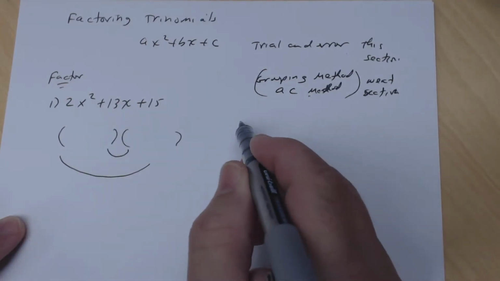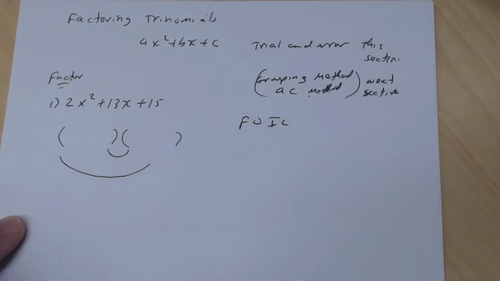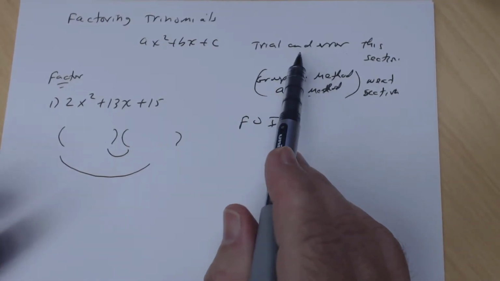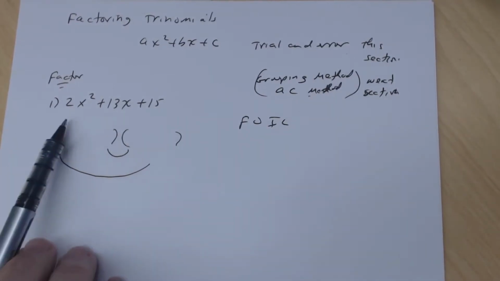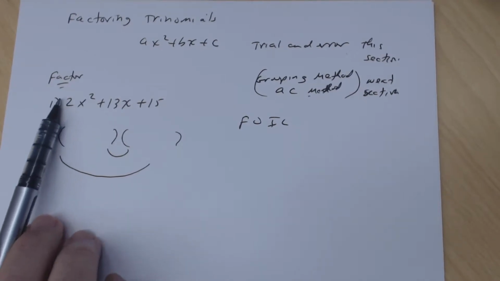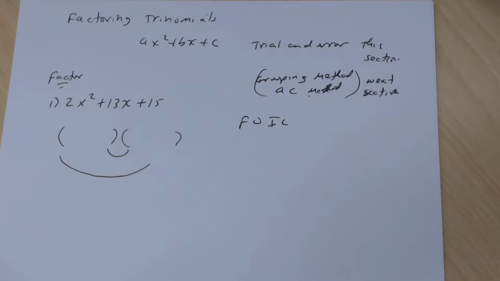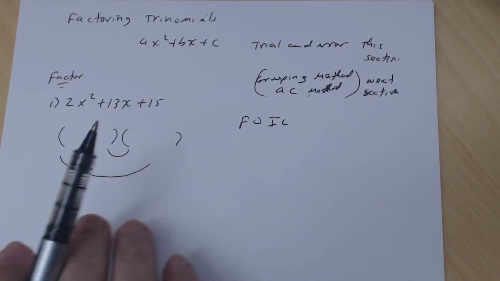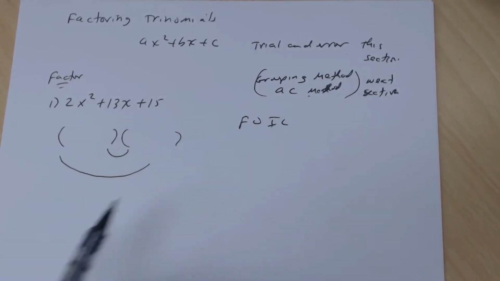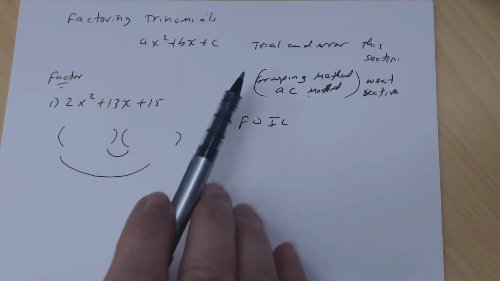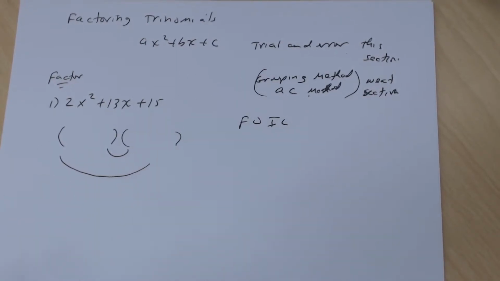So you're still going to use the idea of FOIL, just like you did in the last section, but we're going to do this one as trial and error, since the coefficient of x squared is not 1. In this case, the coefficient of x squared is 2. So remember our sign rules, we're going to talk about FOIL, and we're going to use the words trial and error. You'll see what I mean as we go through this.